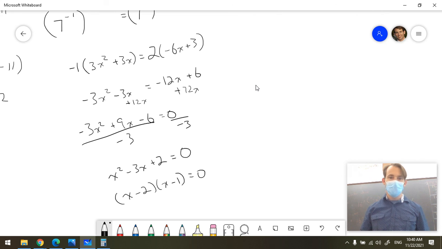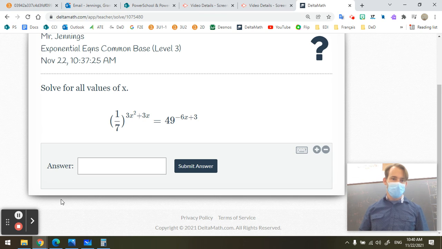And those are these two numbers. So x is 2 or x is 1. Why? Because I have to flip the signs. Or you remember x minus 2, well, x could be 2, and that would make a 0. Or if x was 1, that would make a 0. Both are possible solutions to this exponential question. So 2 or 1. Let's try it.